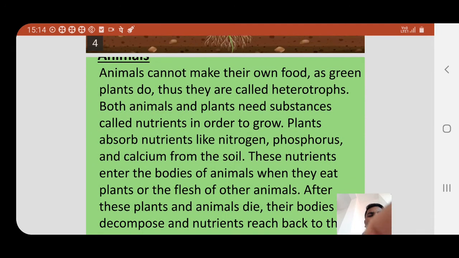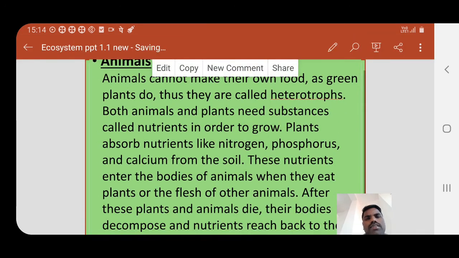Next one, animals. These animals we know already, you also know, and we also know. In our daily life we can see animals. In our home also you may have animals. We can see dog, cat, cow, and you might see some other animals like lion and tiger in the zoo.